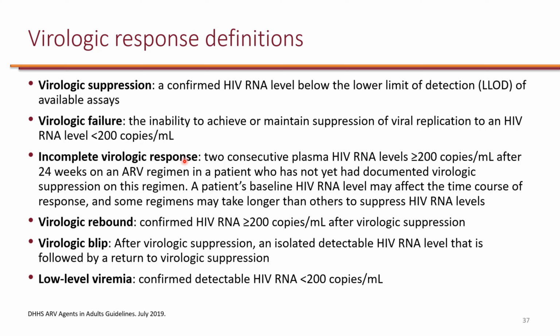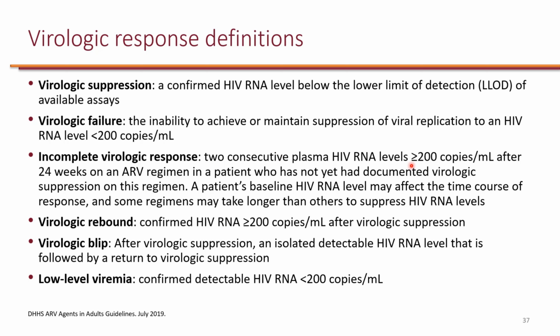Incomplete virologic response is if the viral load is greater than 200 in two consecutive viral loads that are separated by 24 weeks. So if you get a single level that's greater than 200, it doesn't necessarily mean that it's a complete virologic response. You have to look at the trend. It could be that the viral load is greater than 200, but it's trending down. So it's important to get a second one and to see if it's trending down or up.